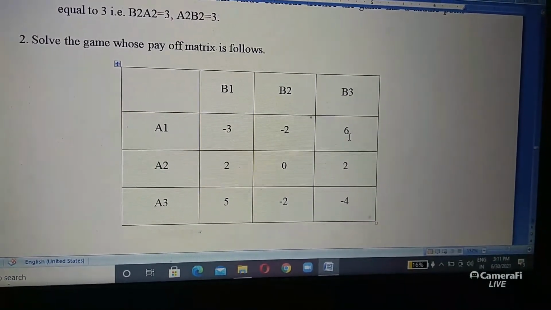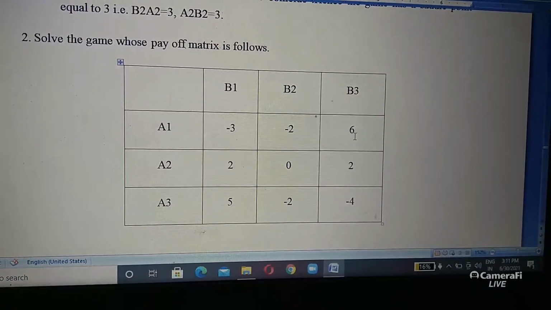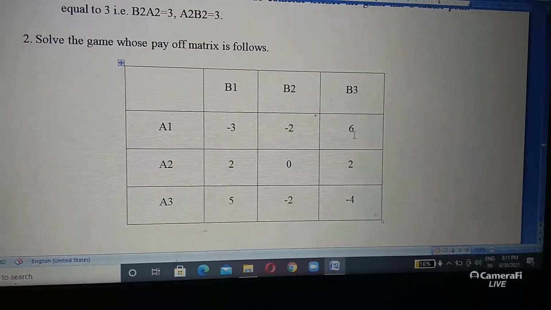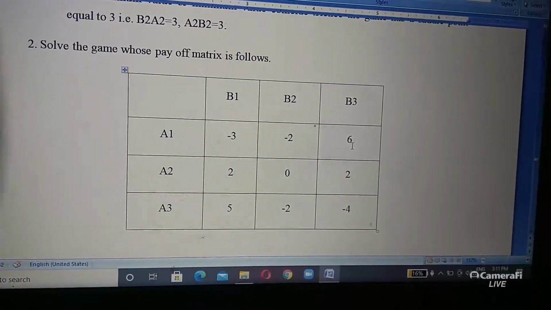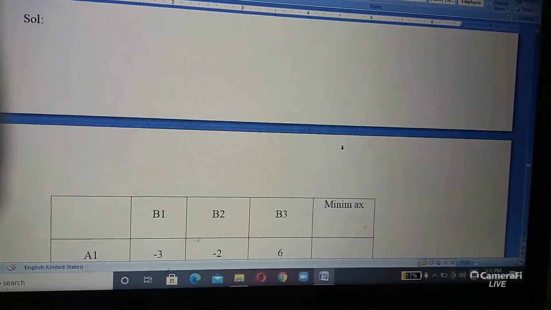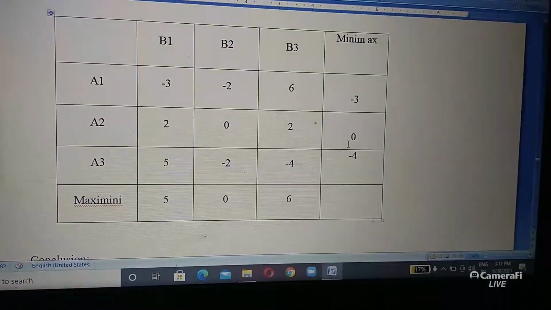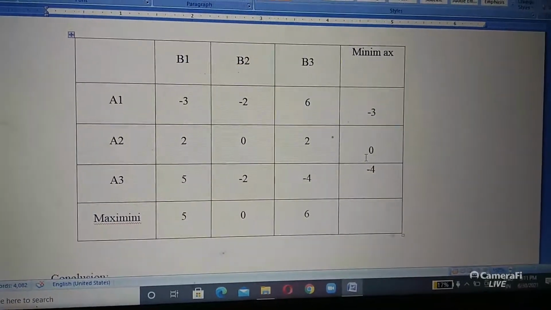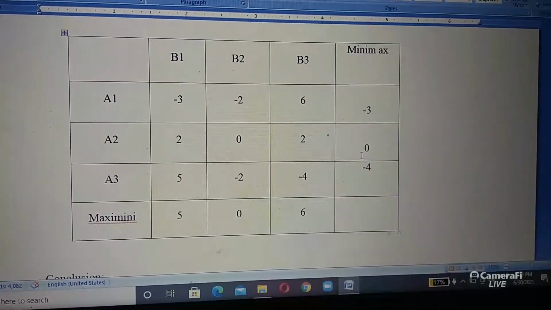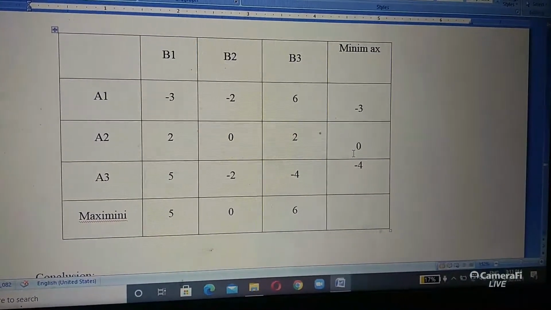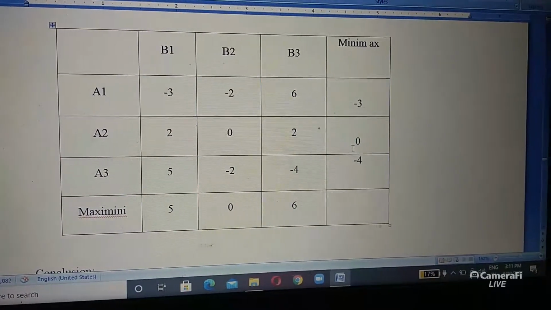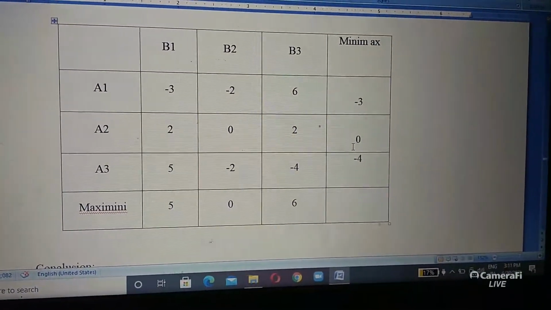Okay, 2, 0, 2. The next one, 5, minus 2, then minus 4. Okay, well, first of all, by observing this question, what we have to do? Simply we have to check whether a saddle point exists or not. If a saddle point exists, the problem ends there itself. If a saddle point does not exist, we go for the calculation of the value of v, y, and x here.